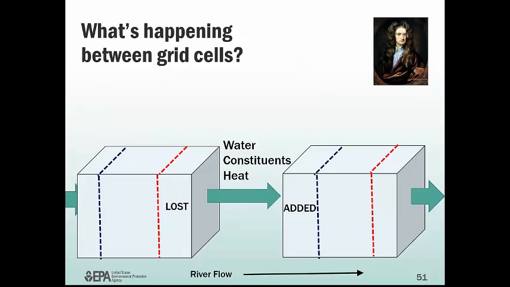We talked about grid cells. Just one slide to point out that the grid cells communicate with each other. So each grid cell has its own mass and heat balance, and it's recalculated at each time step. But in addition to that, water and constituents and heat move from one grid cell to its neighbor. So the model is internally calculating the amount of water flowing across each boundary during each time step. And throughout that process, mass is conserved.